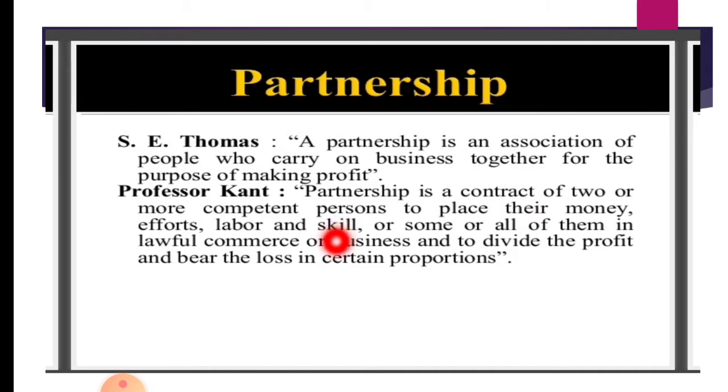Competent means efficient person. So the persons who are entering into the partnership firm should be of sound mind. That means they should be qualified enough to sign this contract. They should be of a good state of mind. They should be persons of sound mind to place their money, efforts, labor and skill, or some or all of them, in lawful commerce or business, and to divide the profit and bear the loss in certain proportions. Proportions means ratio. So there will be a ratio of dividing the profit among the partners.